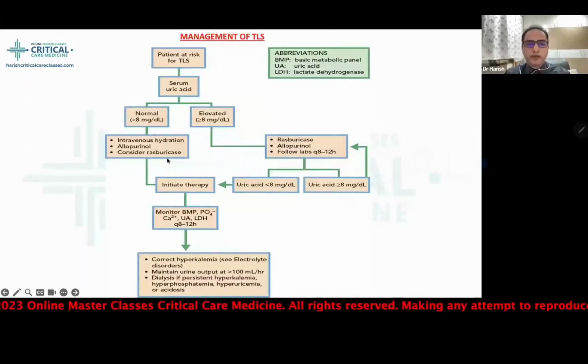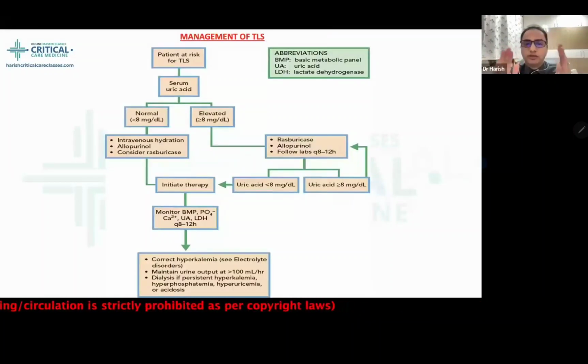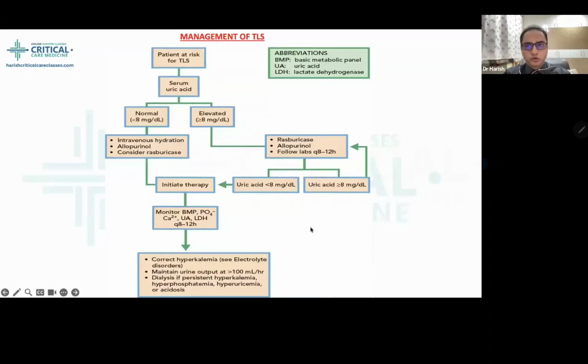Okay. So when you initiate all these things, if uric acid is less than 8, it is fine. If it is still more than or equal to 8, repeat one more dose of rasburicase 0.2 milligram per kg. Again, monitor blood urea nitrogen, creatinine, uric acid, phosphate, calcium, potassium, urine output, LDH. Correct the hyperkalemia, maintain urine output of more than 100 ml per hour. For dialysis, if hyperkalemia, hyperphosphatemia, hyperuricemia, acidosis, ECG changes, or refractory volume overload, we can consider renal replacement therapy.